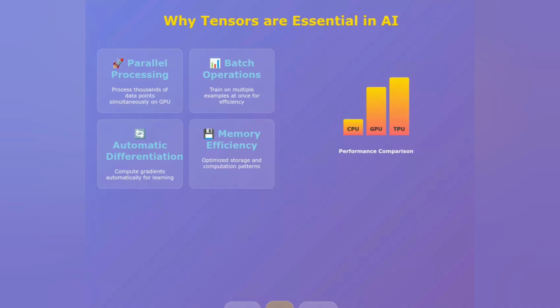Think about it. When you're training on a batch of 32 images, each 224 by 224 pixels with 3 color channels, you're working with a tensor of shape 32, 224, 224, 3. That's over 4.8 million numbers being processed simultaneously.